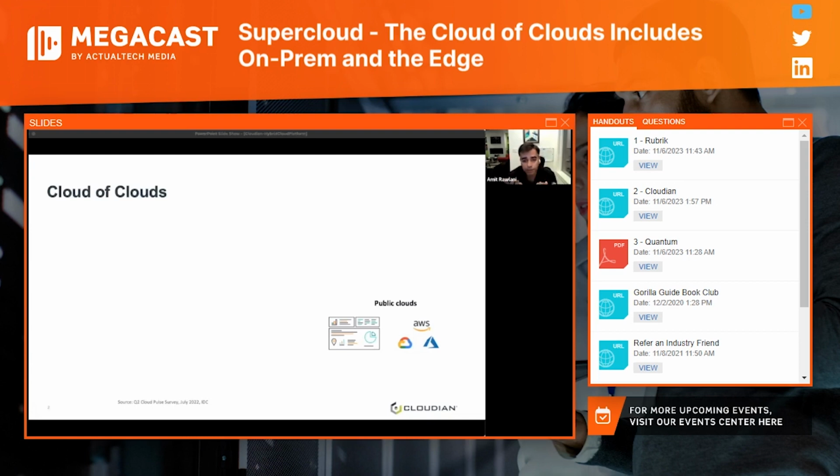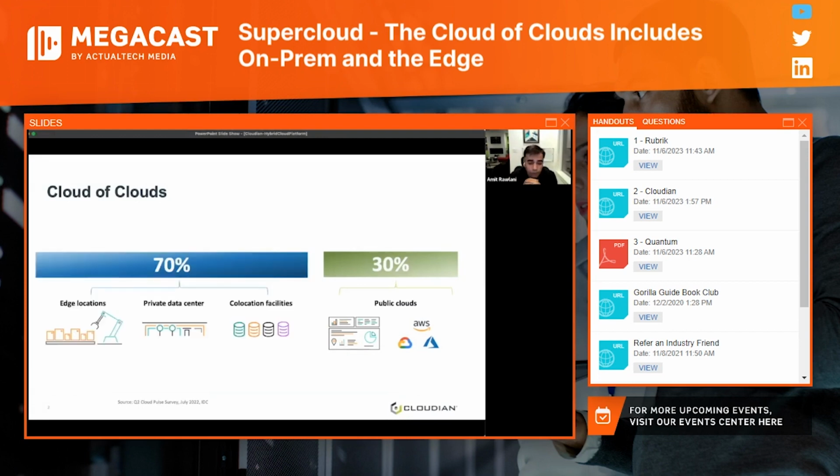How much of the time are they right? Well, that's about 30% of the time. Public cloud constitutes about 30% of all cloud-related activities. This is especially true about data and data storage. The remaining 70% of the cloud, at least on the data side, is what resides in the on-prem world. These are the edge locations, the private data centers, the colo facilities. And the reasons for this are multifold, and some of those reasons are pretty clear.